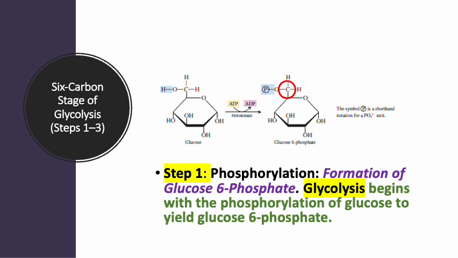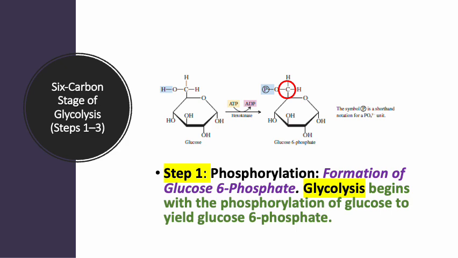Before we discuss the stages of glycolysis, a brief history. Glycolysis is also called the Embden-Meyerhof pathway after the German chemists Gustav Embden and Otto Meyerhof, who discovered many details of the pathway in the early 1930s. Now, let us discuss the two stages of glycolysis. The first stage, the 6-carbon stage of glycolysis, is an energy consuming stage. So please take note.